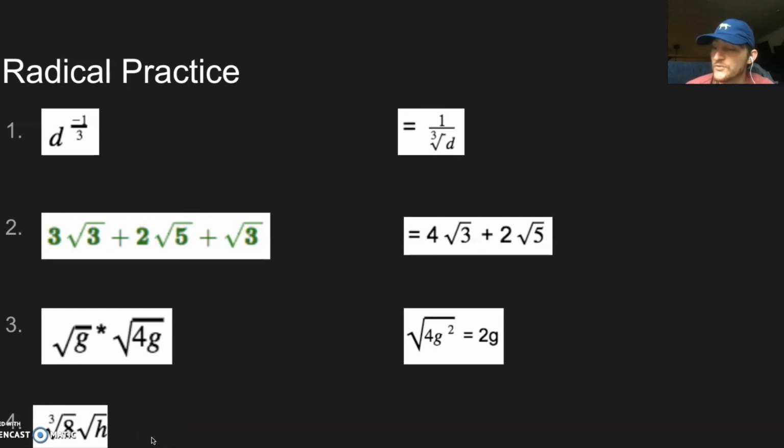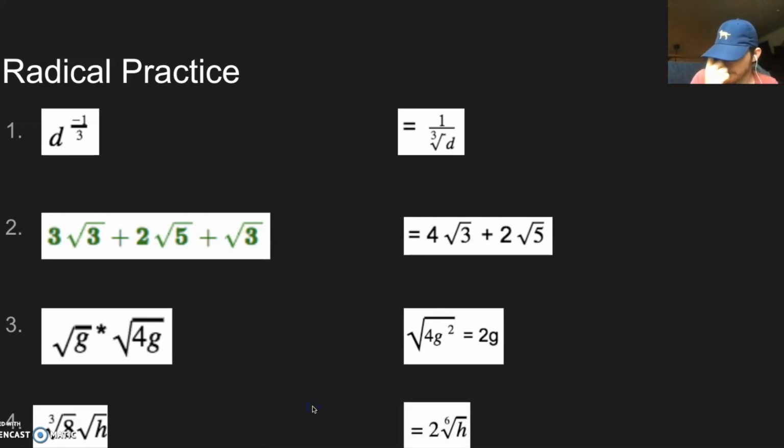Finally, we've got the cube root of 8, and this should really be the cube root of 8 times the square root of h. So it's a root inside of a root. And so this is a multiplication. If you saw it as multiplication, that's okay. But for this one, we're going to look at it as a radical inside a radical. So pause the video and try to redo this if you thought of it a different way.